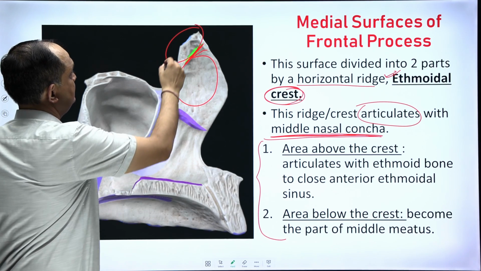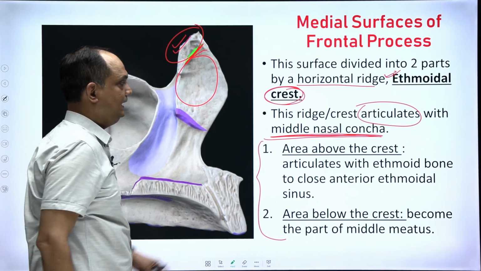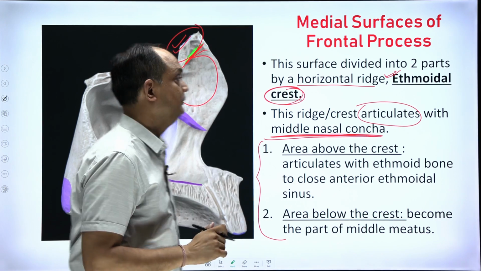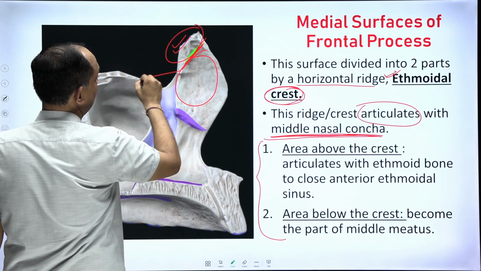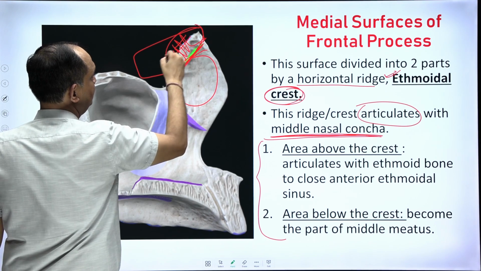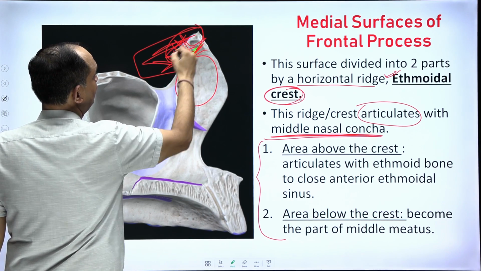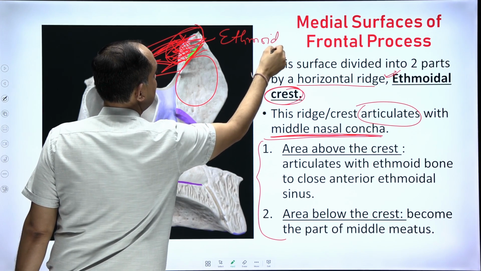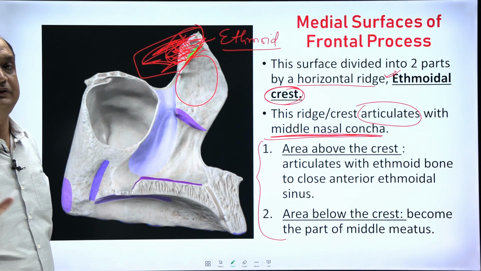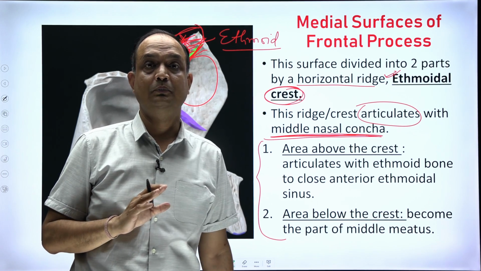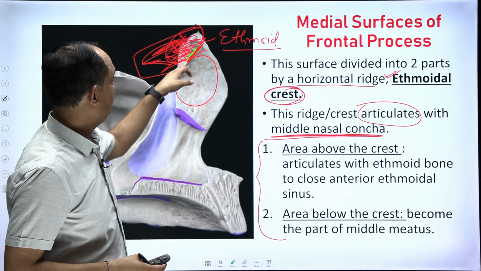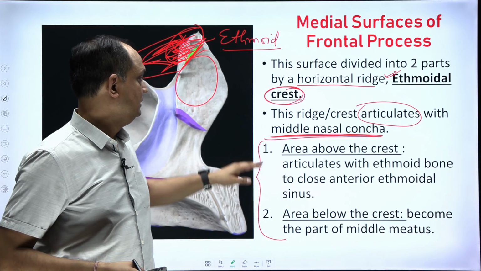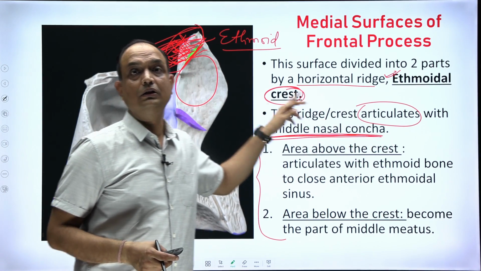Now, here in this upper part, that means the area above the crest, is again going to articulate with the ethmoid bone. That means this whole area is making a joint with the ethmoid bone. In the whole area you will have the ethmoid bone. Now, the ethmoid bone has different components which you can see in my lecture on the ethmoid bone. Here on the crest you will have the articulation with the middle concha. You will have the middle concha on this crest.